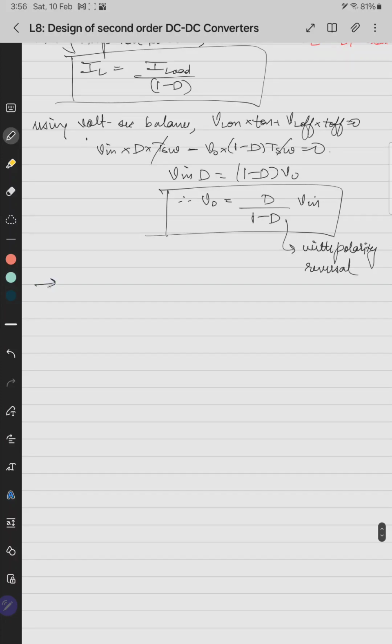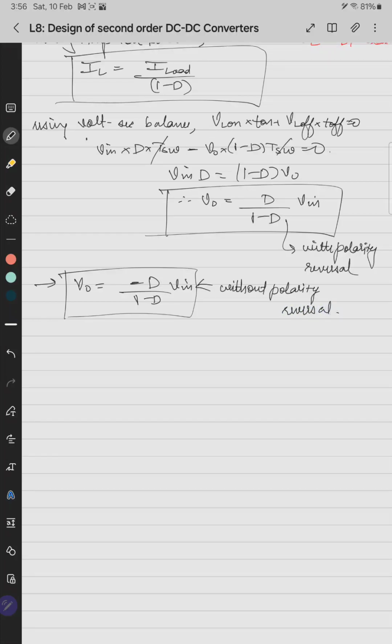If you don't reverse the polarity, then the negative sign comes. This is without the polarity reversal. So these were the steady state waveforms of the buck boost converter. Now M of D will be what? D by 1 minus D.